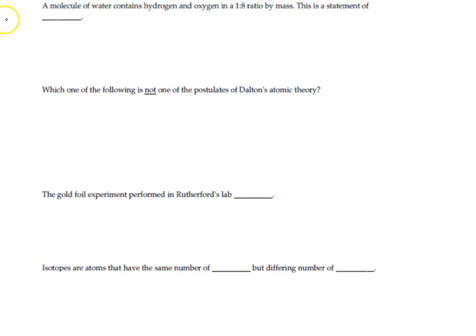Okay, next. I know these are small, but what else? A molecule of water, these are all the ones from chapter 2 right here, if I remember right. A molecule of water contains hydrogen and oxygen in a 1:8 ratio by mass. This is a statement of the law of something. This is from chapter 2. You can study that. It was one of so-and-so's whatchamacallits. Could I be more clear?